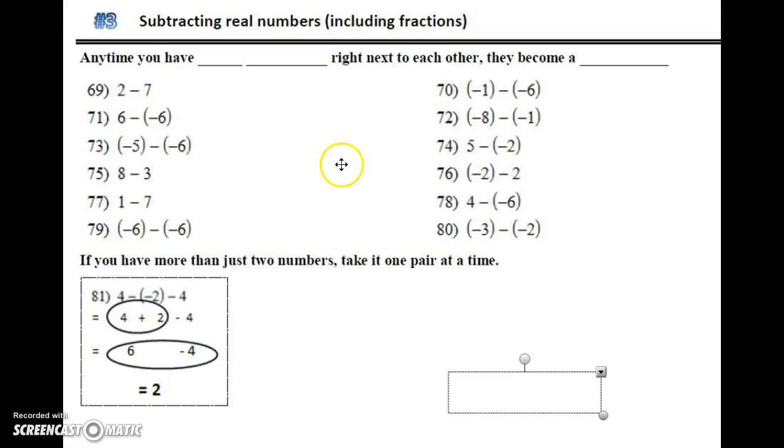This is Chapter 1, Concept 3, Subtracting Real Numbers Including Fractions, although we don't have any fractions in this section, but it's very similar to addition. But anytime you have two negative numbers, or negatives, right next to each other, they become a positive. So what we're going to look for is two negatives right next to each other. So here they just have a parenthesis between them. So we're going to change those to addition.